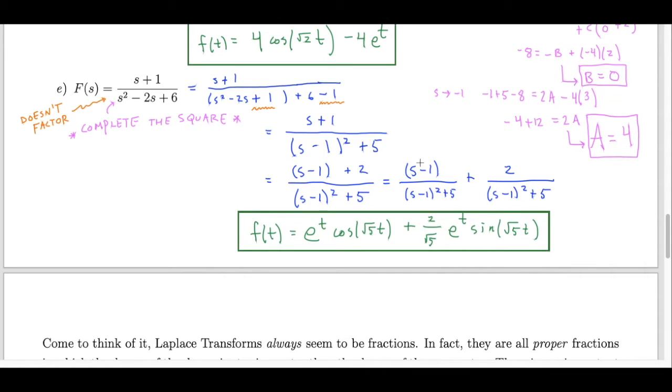Again, I'm recognizing that this is a cosine term, so that's why I've got cosine of root 5t. It has to be root 5 because this needs to be the square of the number. And in this expression, I don't have s squared, I have s minus 1 acting as the variable. So that indicates that in the time domain, in this function f, I've multiplied by the function e to the t. I have something very similar going on with this second fraction. I additionally have this coefficient that I need to introduce to account for the fact that my numerator ends up being just 2. Awesome.